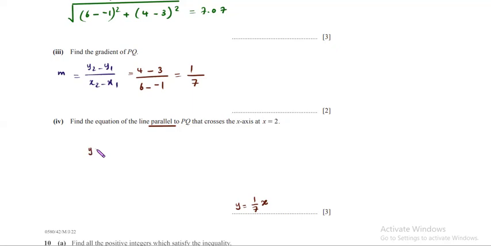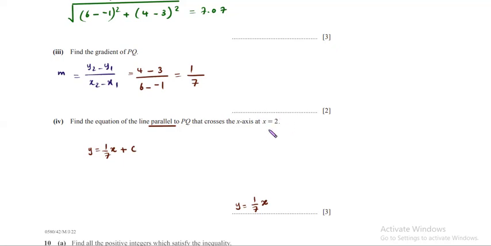So now we know y is equal to 1/7 x plus c. I need to find what the c is. C is the y-intercept. We need to know the y-intercept to write the equation of the line that is parallel to this PQ. To find the value of c, I need a coordinate point to substitute for x and y, only then can I find what c is.